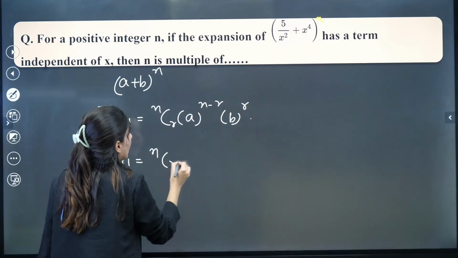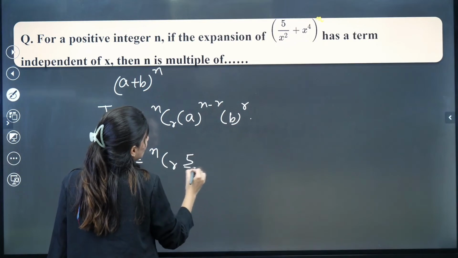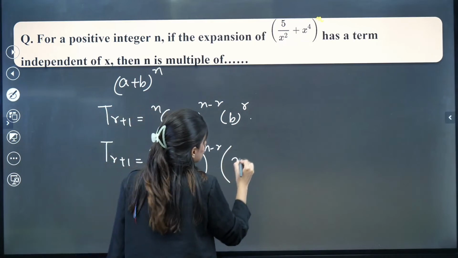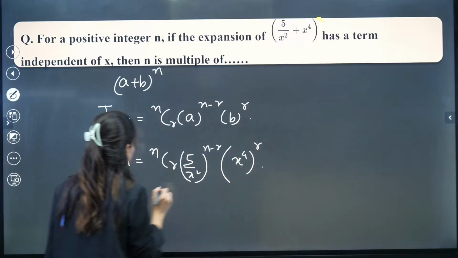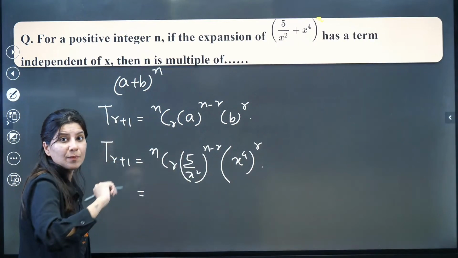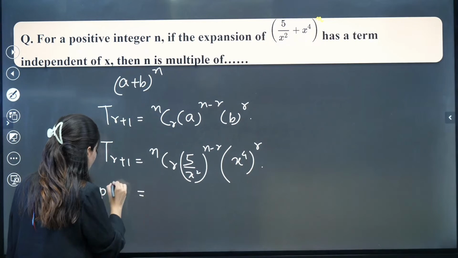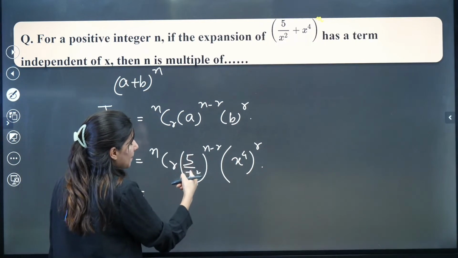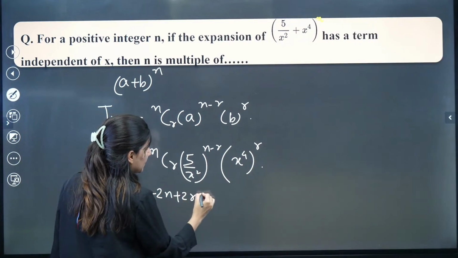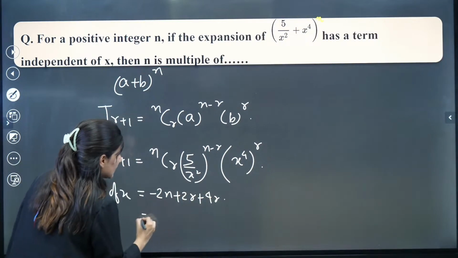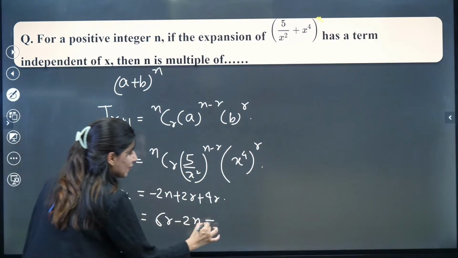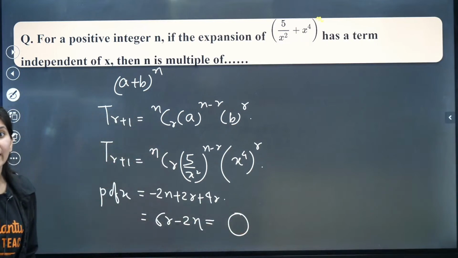So nCr, what is A? 5 upon x square raised to power n minus r, and x raised to power 4 raised to power r. So if I collect the power of x, who is going to tell me? This is x raised to power minus 2, so minus 2n plus 2r plus 4r. So this is going to be 6r minus 2n. So this is the power of x. Power of x should be equal to 0, right?